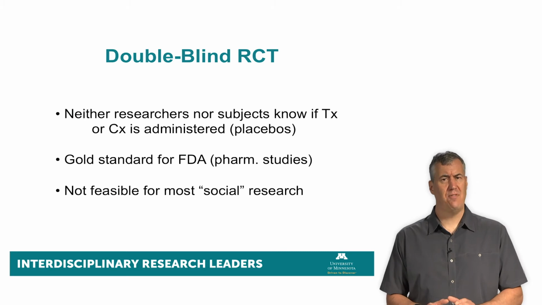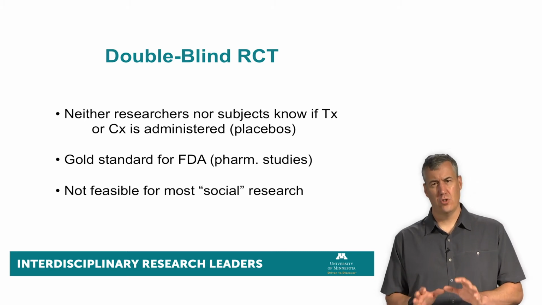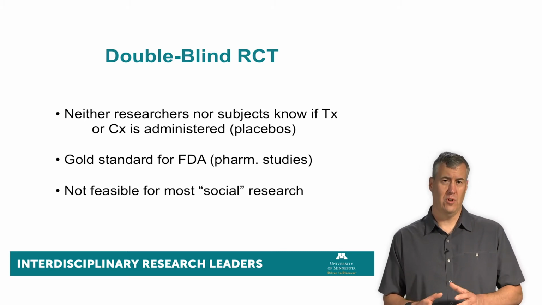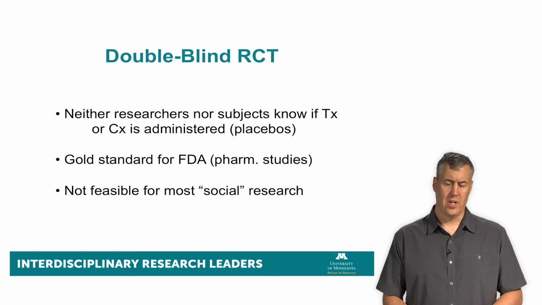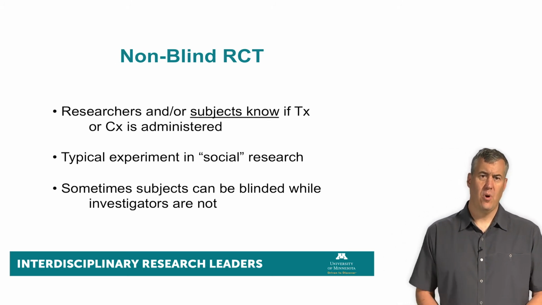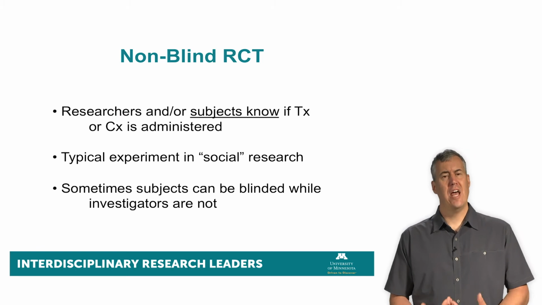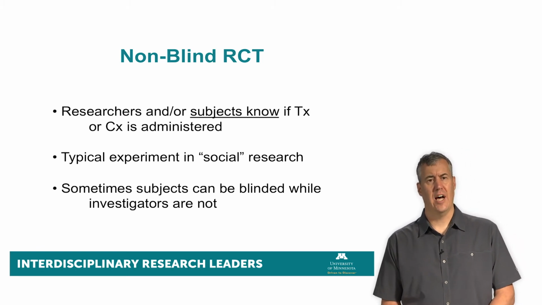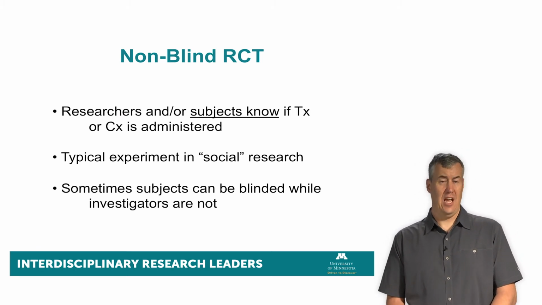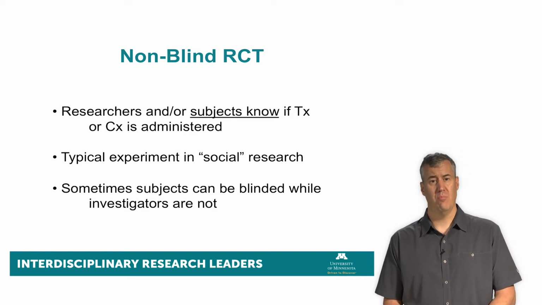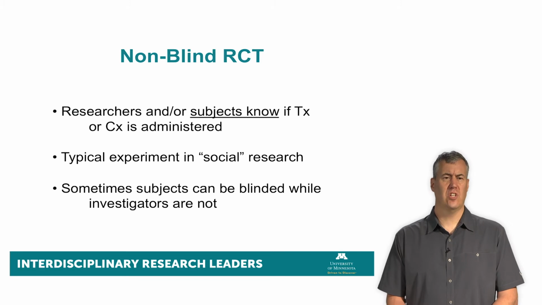But they're really not feasible, if at all, in the social determinants of research or the social research more generally that we're all working on. For a non-blind randomized controlled trial, as recently diagrammed, the researchers and/or subjects know if they've been treated or in the control comparison condition. This is what's common.